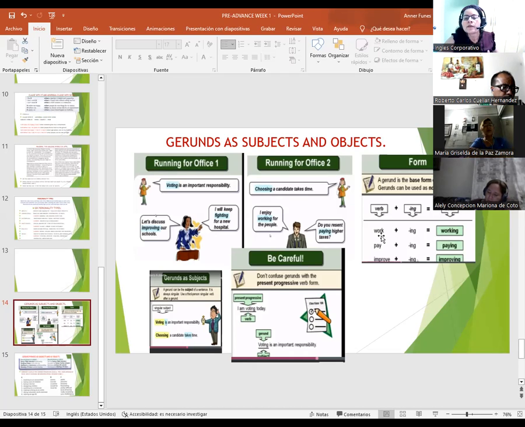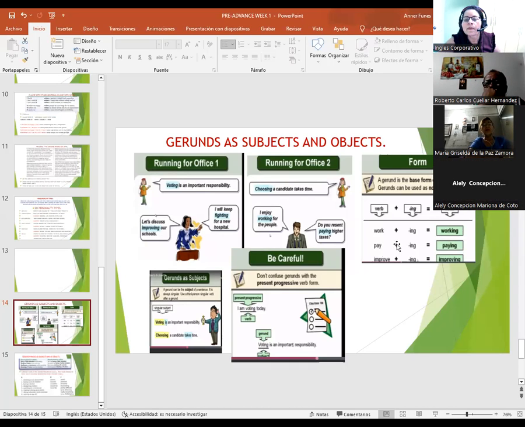Working. In this case, esto sufre un cambio. Miren, aquí decimos work, que es el verbo normal, más el ing, working, se convierte en una acción, se llama gerund, se llama gerundio. Entonces aquí se convierte en working. Working is a noun, es un nombre, right? Second example, pay plus ing is paying. Improve plus ing is improving. When we add ing, there is a gerund.